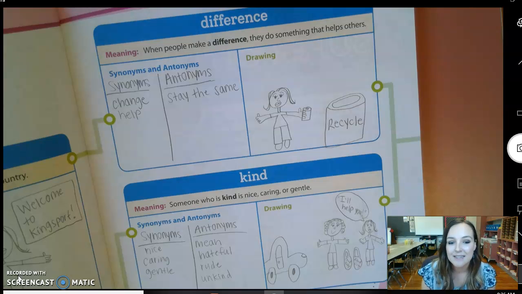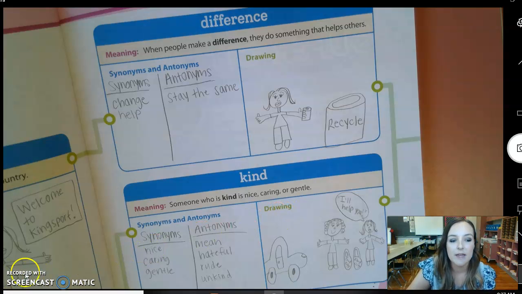The last word was kind, and for synonyms, I actually looked in the definition to help me. The words I chose were nice, caring, and gentle. And my antonyms, or the opposite, would be mean, hateful, rude, or unkind. My picture here is me helping someone carry in their groceries, and I'm telling them, I'll help you. So that was my picture for kind. I hope you were able to come up with synonyms and antonyms and a nice drawing for each word.